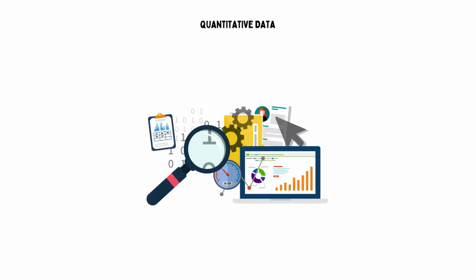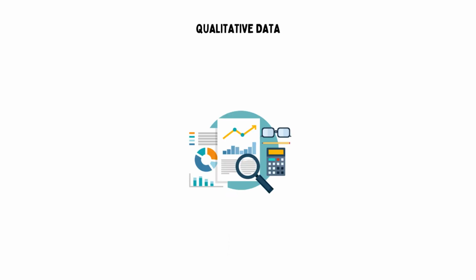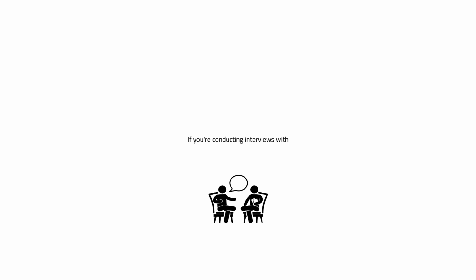The next difference is sample sizes. Quantitative analysis often demands larger samples to achieve statistical significance. For example, if you're studying the effects of a new drug on blood pressure, you'll need a substantial number of participants to confidently draw conclusions. In contrast, qualitative analysis can draw valuable insights from smaller, more targeted samples. If you're conducting interviews with experts in a specific field to understand their perspectives, a smaller number of in-depth conversations can yield valuable qualitative insights.